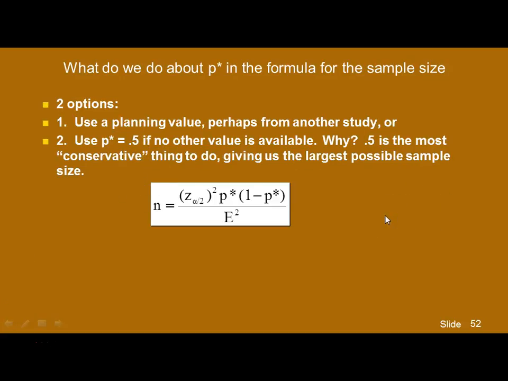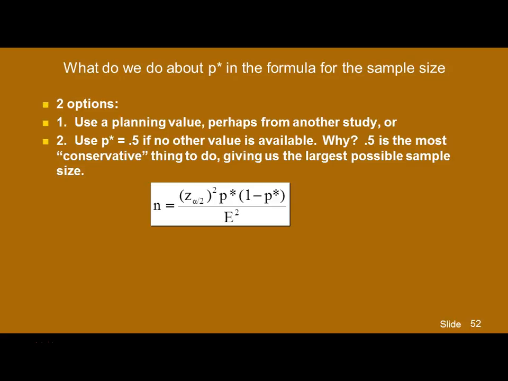Why is that the most conservative thing to do? Well, if you look at the formula here in the numerator, we're going to be multiplying p star times 1 minus p star. If we assume p star to be a half, you'll have a half times a half, which is a fourth. You can prove in mathematics that for two numbers that add up to 1, a half times a half gives you the greatest value that multiplies to, namely a fourth, as compared to any other two values.